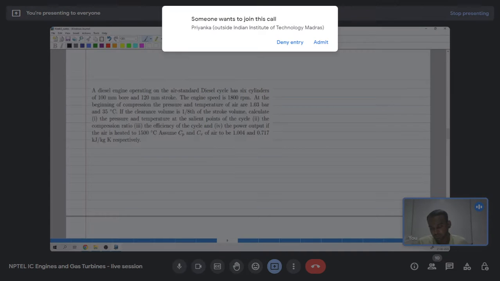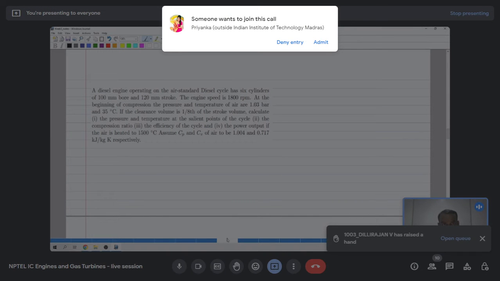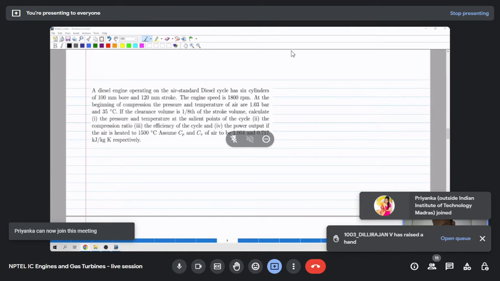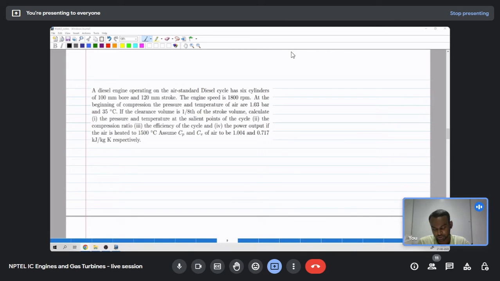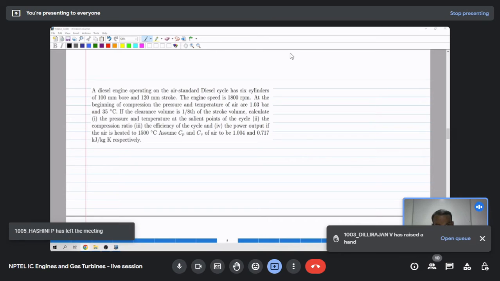In the next problem, we have a diesel engine that is operating on an air standard diesel cycle, which has 6 cylinders of 100 mm bore and 120 mm stroke. The engine speed is 1800 rpm. At the beginning of compression, the pressure and temperature of the air are given.